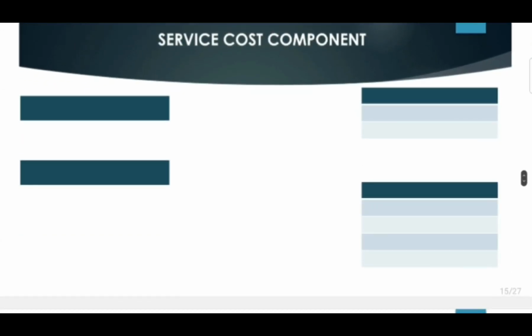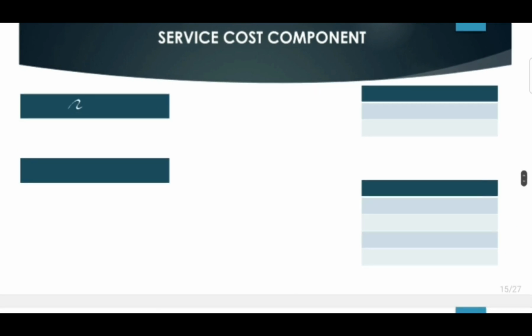Next is about service cost component. There are two components. First is said to be current service cost.